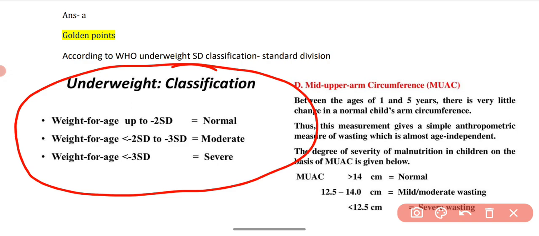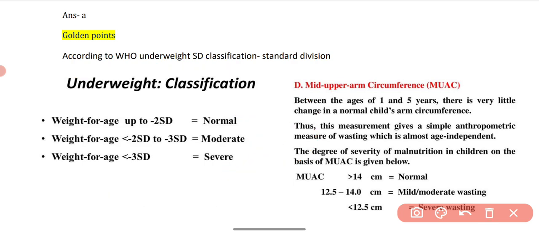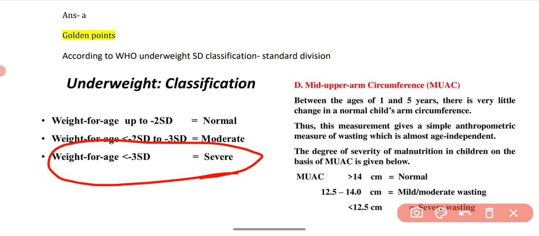Okay, so weight for age up to 2 standard deviations is normal, and weight for age between 2 to 3 standard deviations is moderate. So weight for age less than 3 standard deviations is severe. In the question they have asked less than 3 standard deviations. So the person is in what? Severe acute malnutrition. That's why we selected option A.